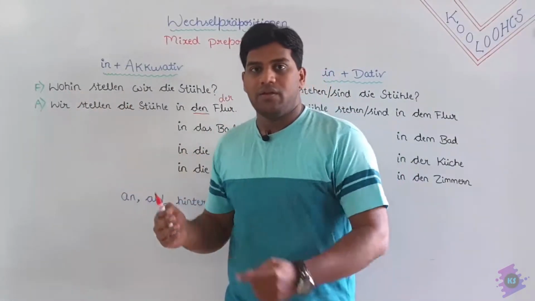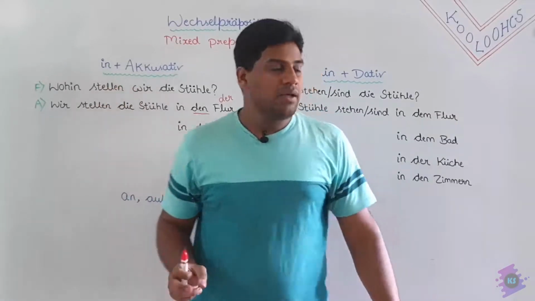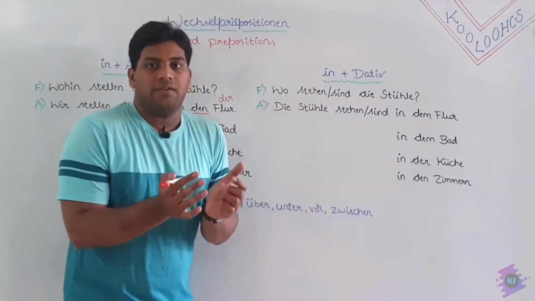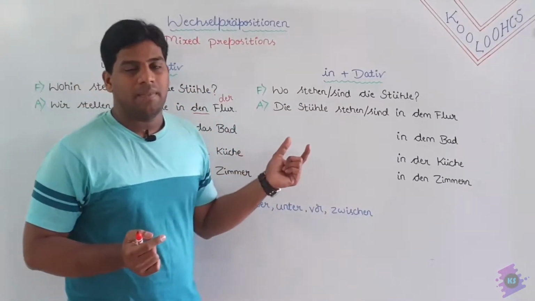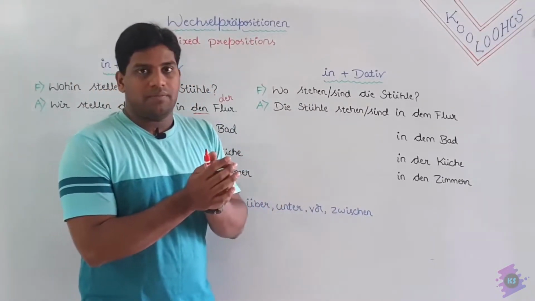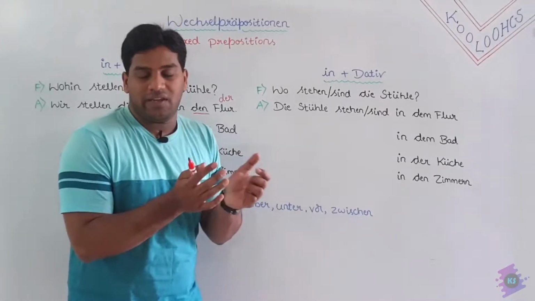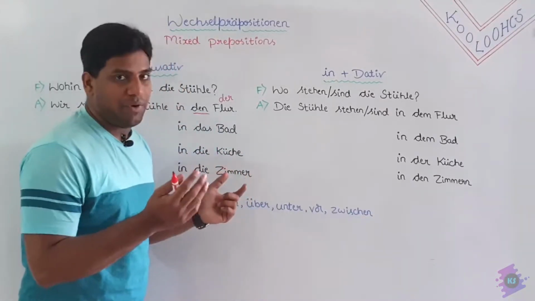That means to where do you place, wohin stellen, and this is wo stehen, that is where is it, where exactly is it. So this is dative. Dative involves just the object, where exactly the object is lying, no movement involved.